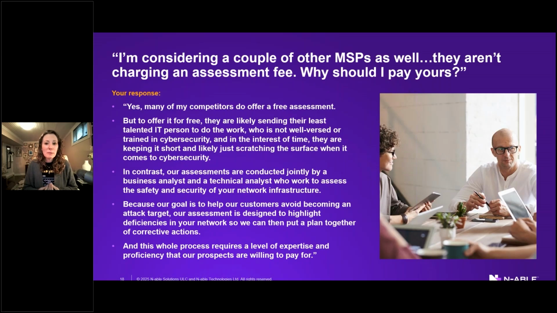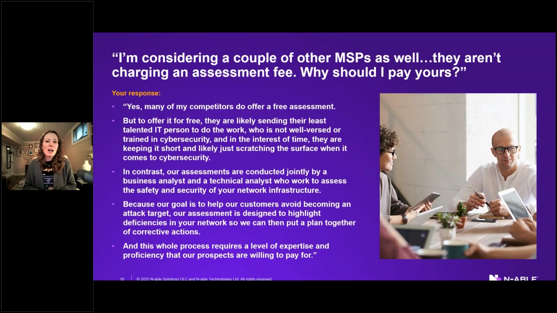Our assessment is designed to highlight deficiencies in your network so we can put together a plan of corrective actions. And this whole process requires a level of expertise and proficiency that our prospects are willing to pay for. Because again, if you just offer them for free, in a lot of people's minds there's not a lot of worth attached to a free assessment. And if you don't place a value on it, it's hard to get your prospect to see a value on it.